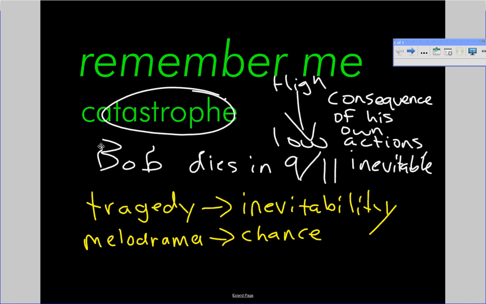Okay? Because what did he do? He tried to save the lives of two young women that had been brutally raped and murdered. And he tries his best. And then other people implicate him in the crime, and he's executed. It's not his fault. He tried to do what was right.